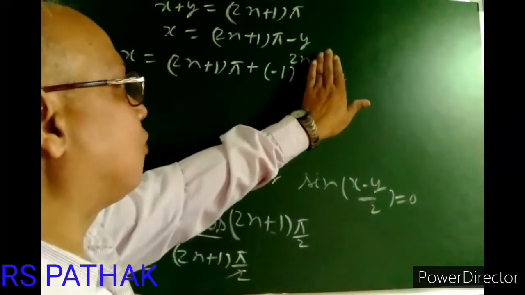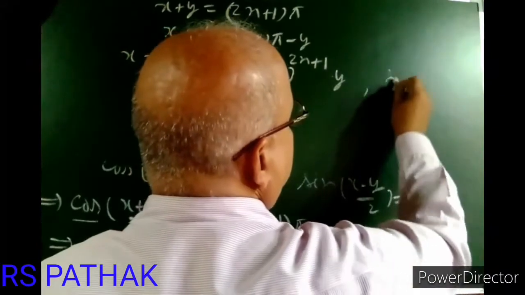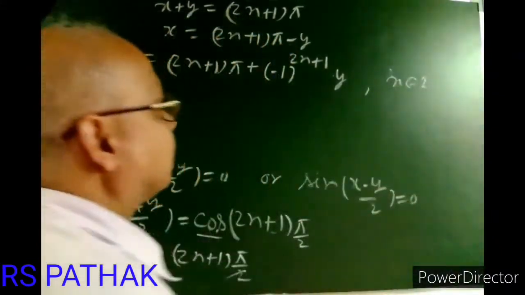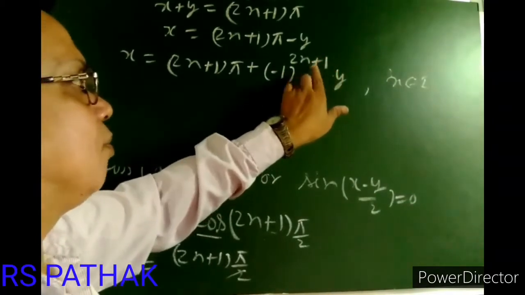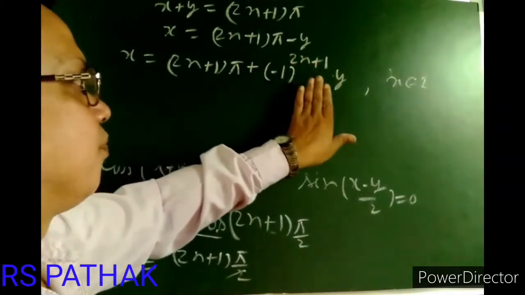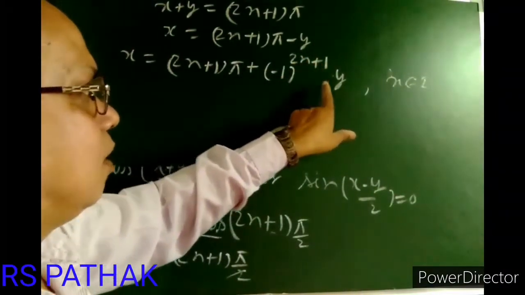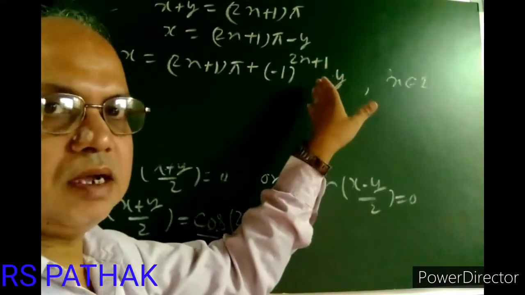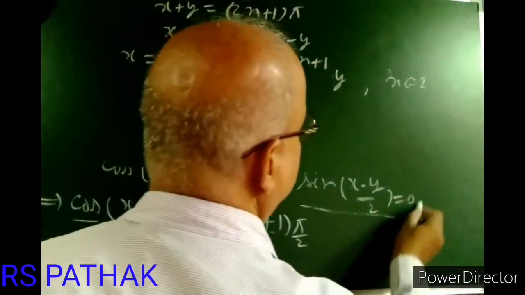Here minus 1 to power 1 is even. Here n is an integer, even, and plus 1 is odd. Therefore, this number is odd. Then minus y can be written in the form of this. Clear? Now I am taking this.